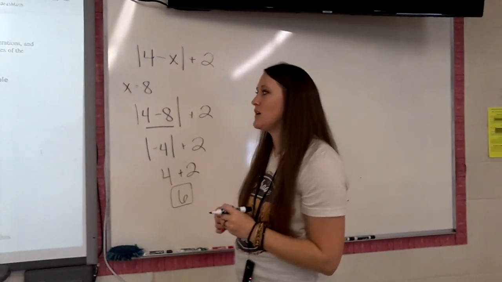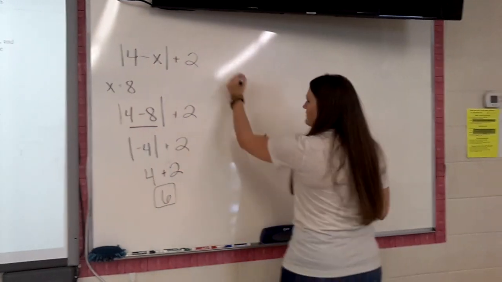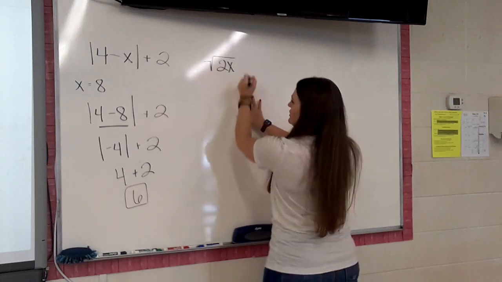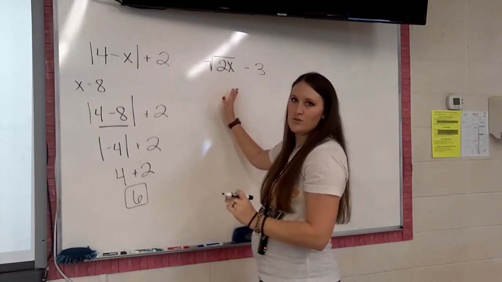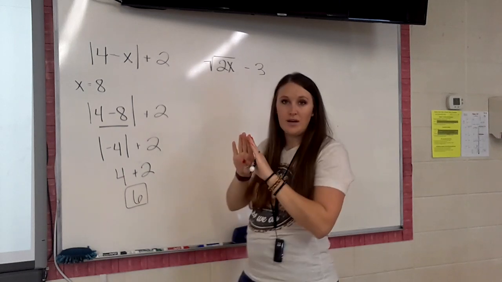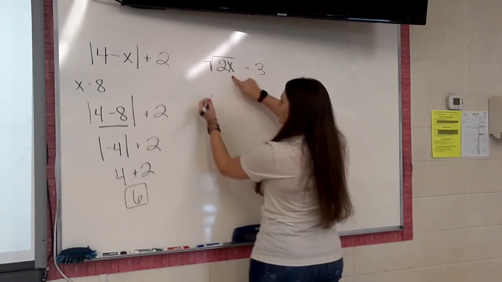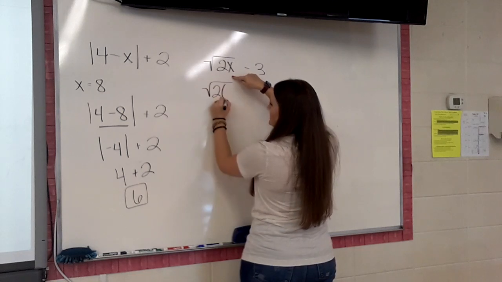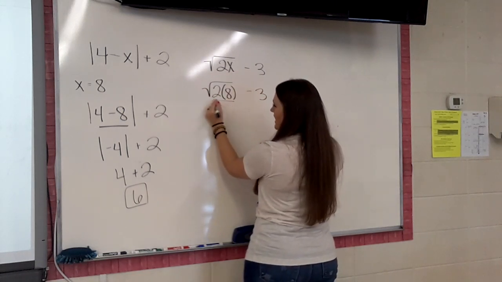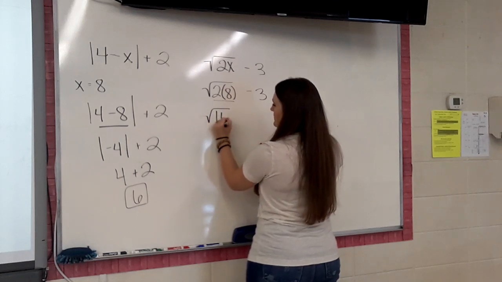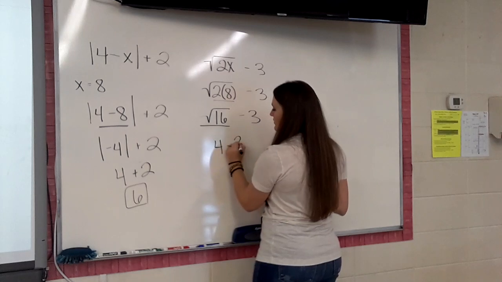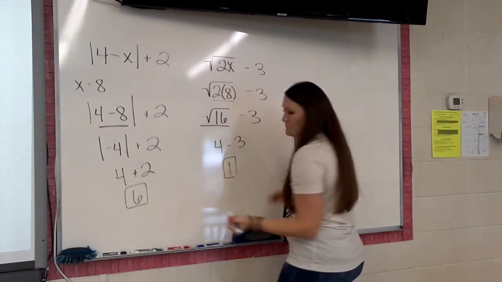Okay, pretty basic. This next one, we have square root of 2x. And if you notice, it says minus 3 outside of the square root, so that's not included in there. So when a number and a letter are side by side, that means you're multiplying. So we have 2 times 8, and then minus 3 out here. 2 times 8 is 16. And I know you'll know the square root of 16 is 4. 4 minus 3 is 1.